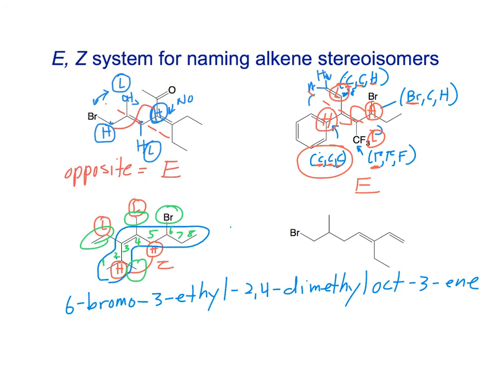The one thing we've left out is that this is a Z double bond, and so that goes in parentheses out in front. Z. So Z, 6-bromo, 3-ethyl, 2,4-dimethyl, oct-3-ene. All right, I'll leave that bottom right one for you to work out on your own.